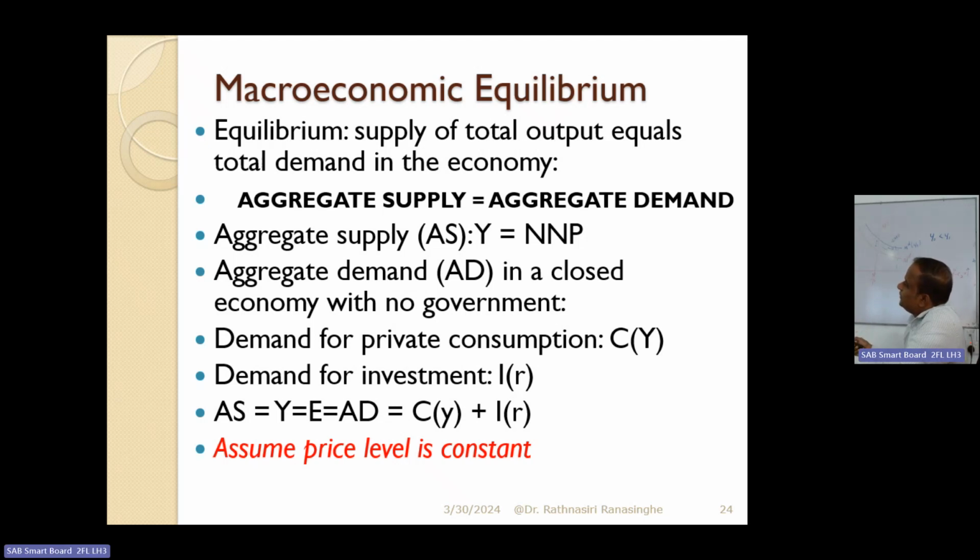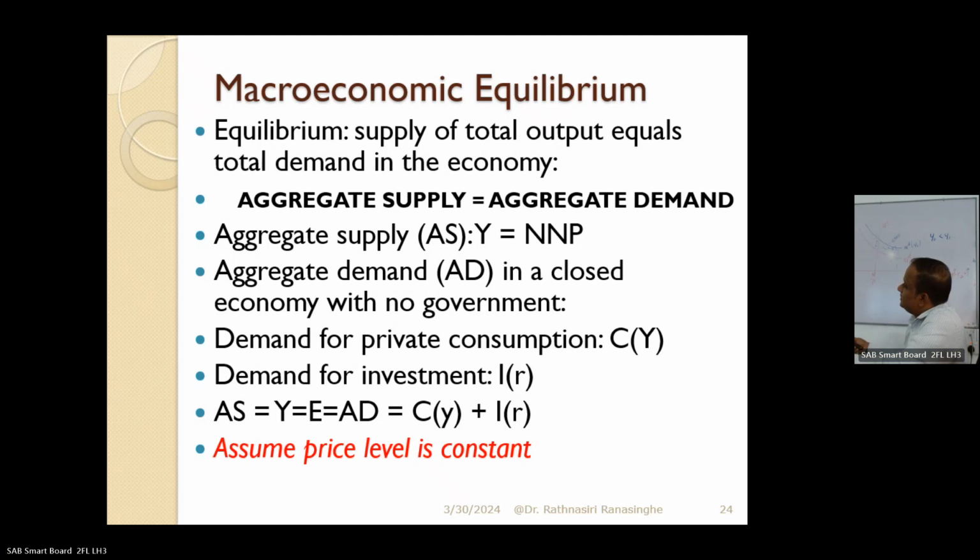So we can see aggregate demand in a closed economy environment with no government. That is the simple economy. Without government, we see only the household and the firms. So the household's main factor is consumption, and the firm's main factor is investment. So we have the aggregate demand components, consumption and investment, C plus I. So aggregate demand, aggregate expenditure, equals consumption plus investment.